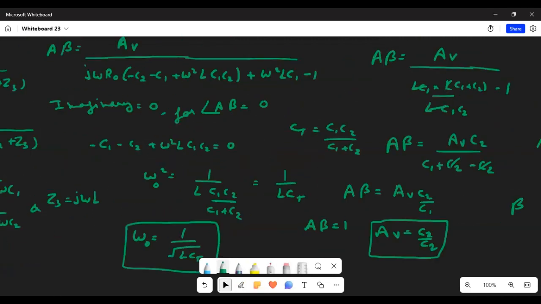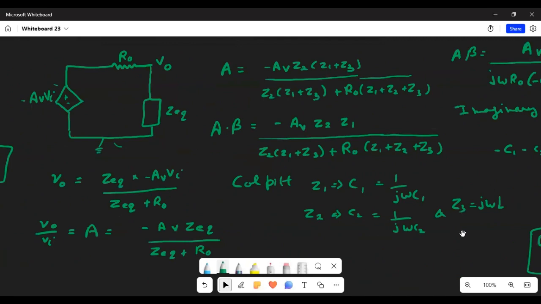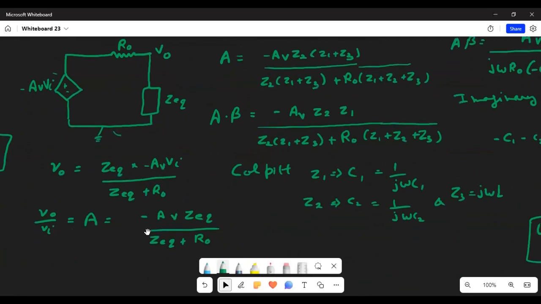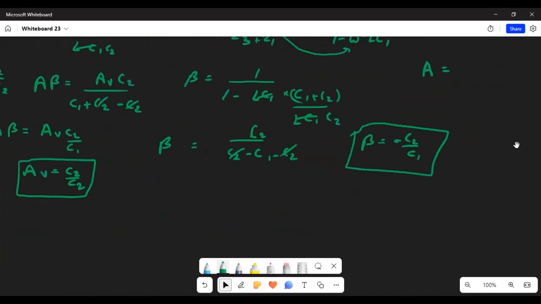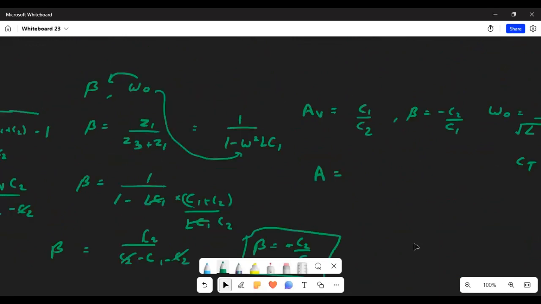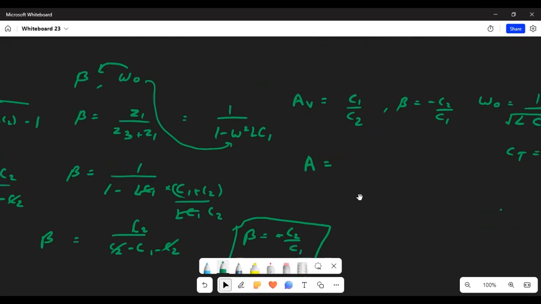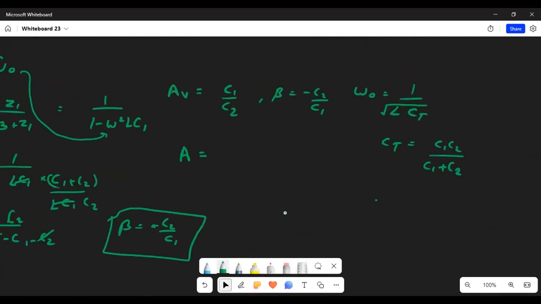Now the important thing to note: we know that A was minus AV Z EQ upon Z EQ plus R naught, where Z EQ or ZP, whatever we can say, is the parallel combination or equivalent. So A will be minus AV ZP upon ZP plus R naught, and instead of ZP we can also write Z EQ, it is the same thing. If R naught is 0, then ZP and Z EQ will cancel out each other, and we will get A equal to minus AV.